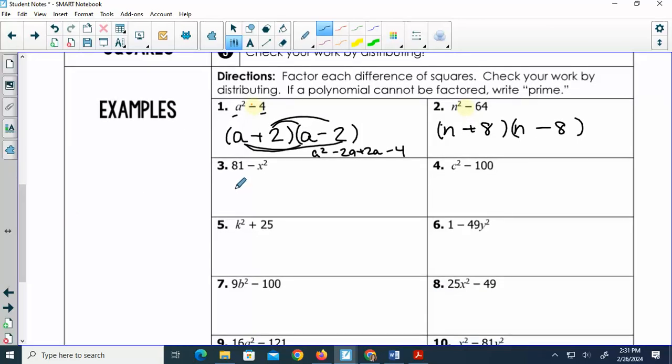Number 3. 81 minus x squared. So it's got the subtraction. It has 2 perfect squares. So identical parentheses, 1 plus, 1 minus. What is the square root of 81? What is the square root of x squared? So 9 plus x, 9 minus x.